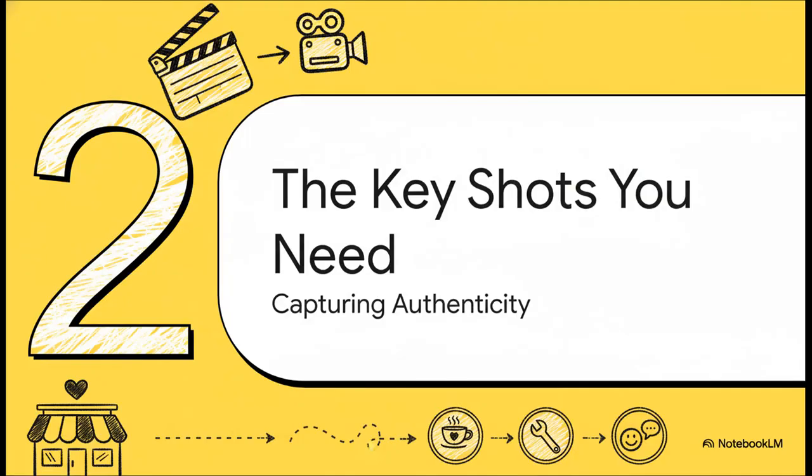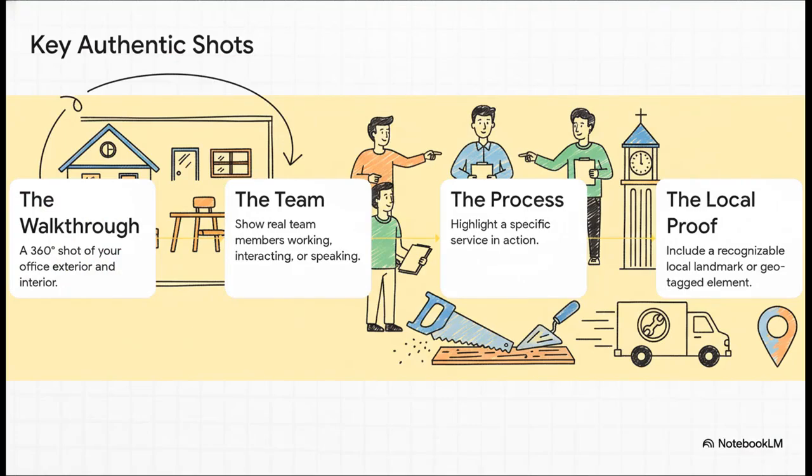Okay, so how do we actually make this thing? You're going to be surprised at how straightforward this is. It's really all about capturing a few essential shots that, when you put them together, tell a complete and authentic story. Here are the 4 non-negotiable shots you need to get. First, a walkthrough of your space. Second, your real team. No actors, just the actual people doing the work. Third, your process. Show what you actually do, whether that's installing a floor or cutting a countertop.